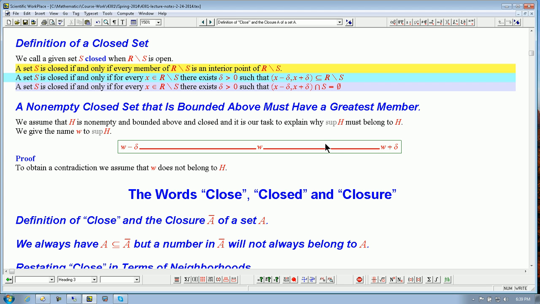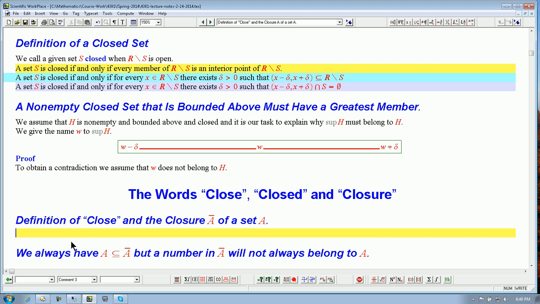I just wanted to nag you a little bit. I'm going to be talking to you about three words: close, closed, and closure. Closed, we've done. I want to tell you what it means, close. Definition of close. Here it is.